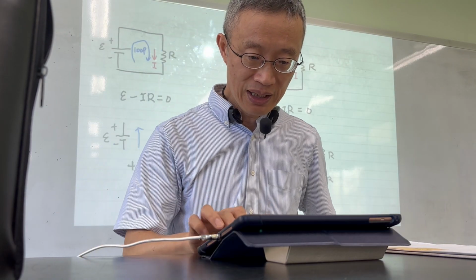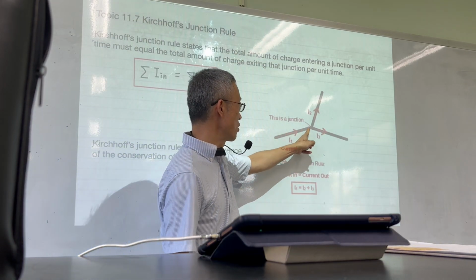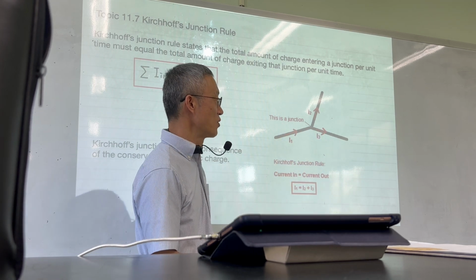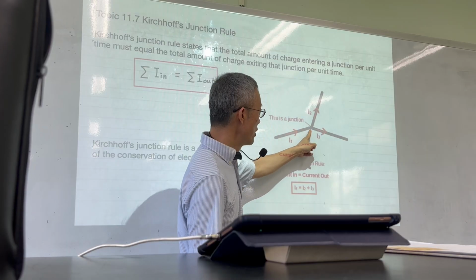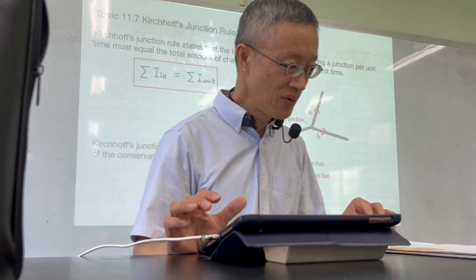The junction rule is simpler, right? At this junction, the total current should be conserved, or charge should be conserved. So input current should be equal to the sum of the splitting branches' currents.